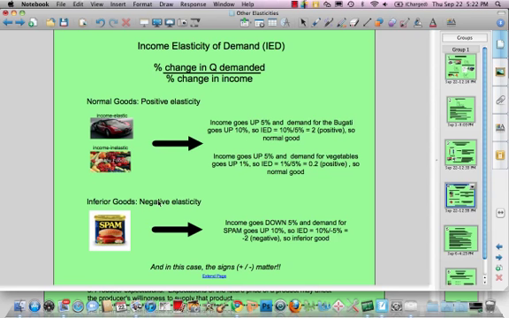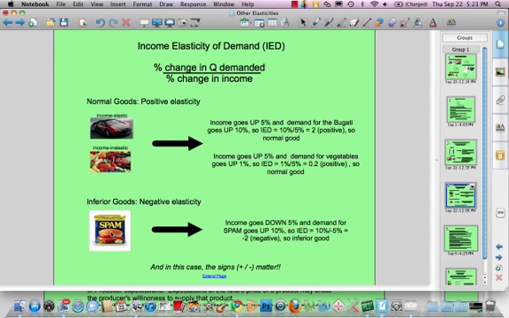Now let's talk about inferior goods and negative elasticity associated with that when it comes to income. Income goes down 5% and demand for Spam goes up 10%. Right here, you should be keyed off by differences in movement, opposite movements. Income elasticity of demand is 10%, so that is change in demand over income, which had a negative change here, went down, so it's -2. So by definition, because inferior goods have negative elasticity, it's an inferior good.